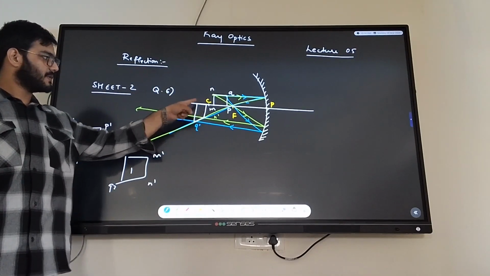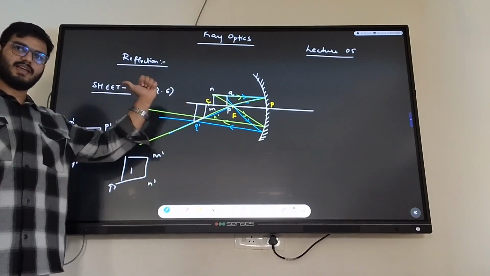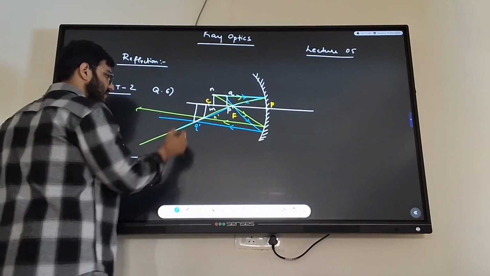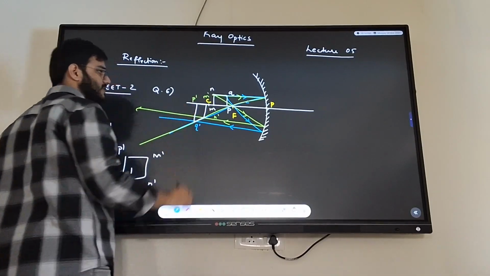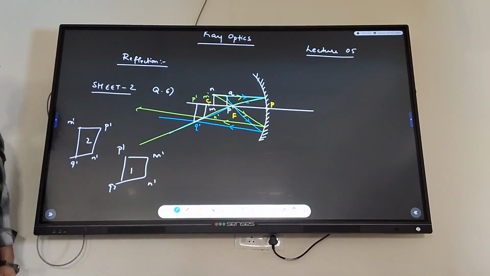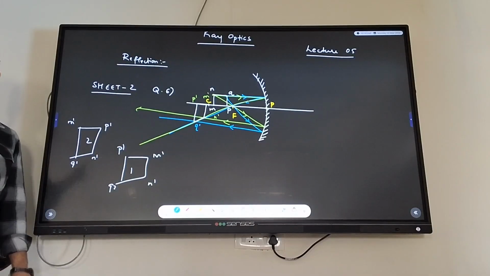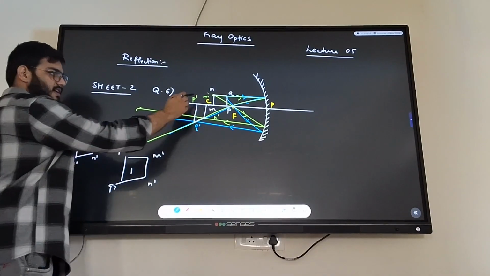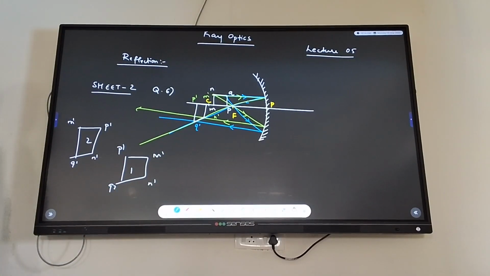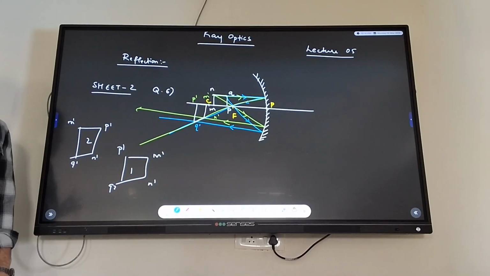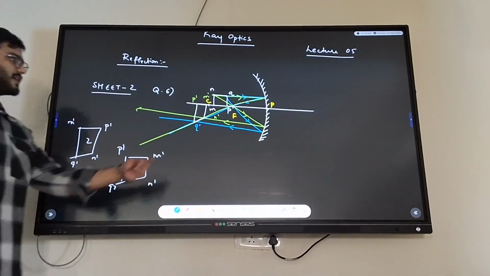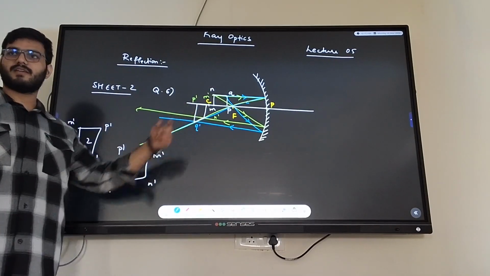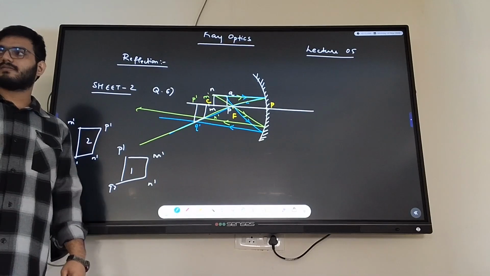Should it be P prime here or P prime here? On the other side, right? So it should be something like P prime here and then M prime here. And this is my image. So it's not really a rectangle, it's some kind of figure like this. Do you understand? You just have to take 2 points as point objects, make the ray diagrams, and then you can make the conclusion for the other points by simple understanding.